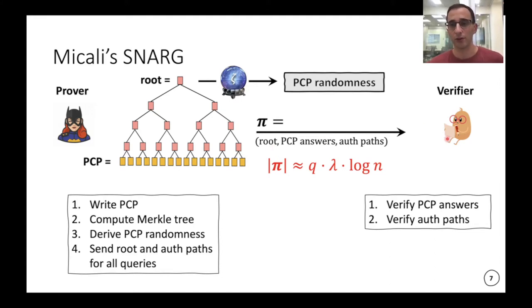What is the verifier going to do? He runs the PCP verifier on the answers to make sure that the PCP is fine. Then for each symbol in these answers, he checks the authentication path to make sure that this is what the prover intended to send. So what is the size of this proof? Very roughly speaking, it's Q, the number of queries of the PCP. We need to open each location, and for each location you send roughly log n nodes on the tree, and each node has lambda bits of output. So this is roughly the size of the proof.